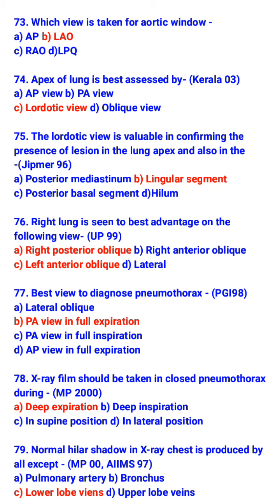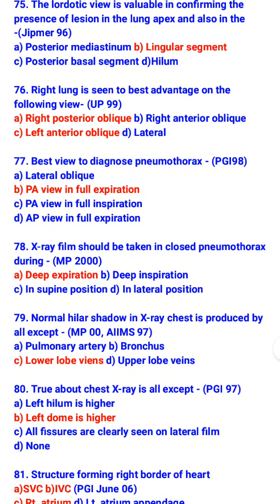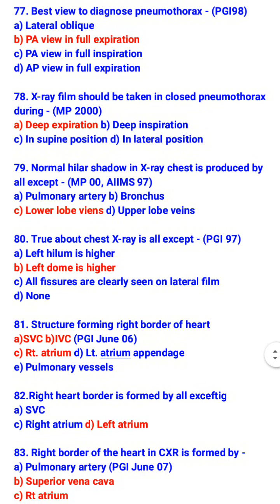Best view to diagnose pneumothorax is PA view in full expiration. X-ray film should be taken in closed pneumothorax during deep expiration. Normal hilar shadow in X-ray chest is produced by all except lower lobe veins. So normal hilar shadow in X-ray is produced by pulmonary artery, bronchus and upper lobe veins. True about chest X-ray is all except: left dome is higher is false, right dome is higher. Left hilum is higher is true. All fissures are clearly seen on lateral film.